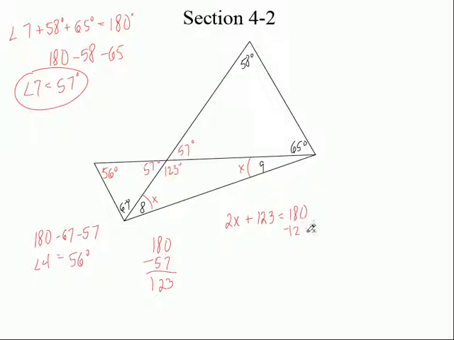So subtract 123 from both sides. And you get what? 57. All right. And then that's 28.5. So that means angle 8 is 28.5 and angle 9 is also 28.5. And that covers everything, doesn't it?